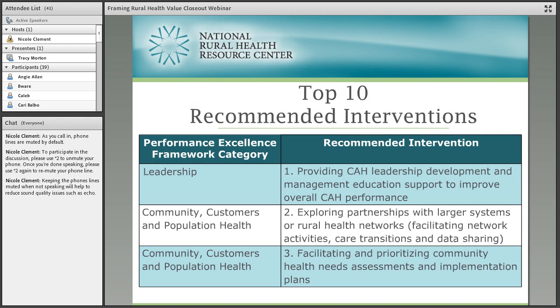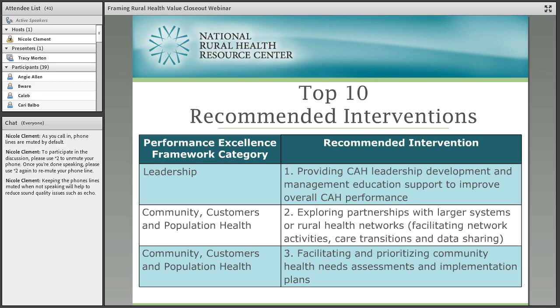So what we're going to do then is walk through the top 10 recommended interventions here, and we'll just start with the very first thing. And not surprisingly so, it was in the performance excellence category of leadership. The top recommendation for the State Flex program that was affiliated with our case study hospital of Community Memorial Hospital was that leadership development and management education support was really needed to improve the overall hospital performance.